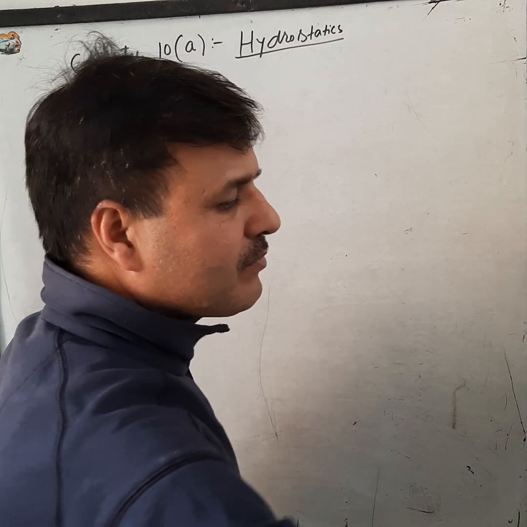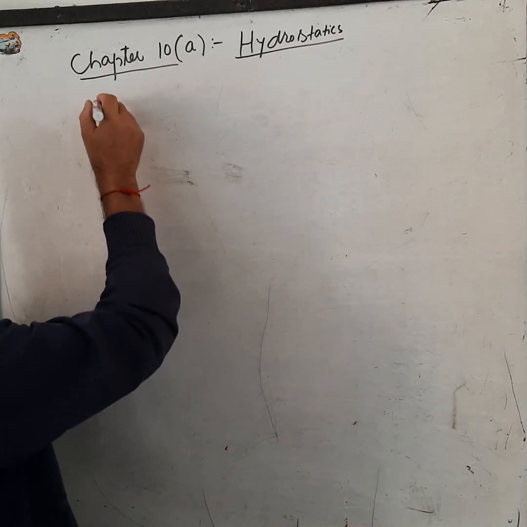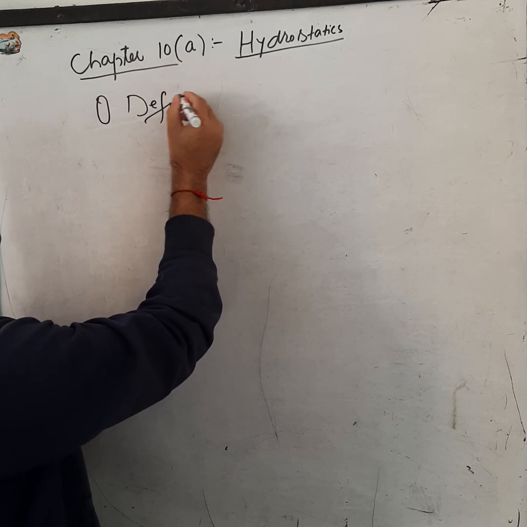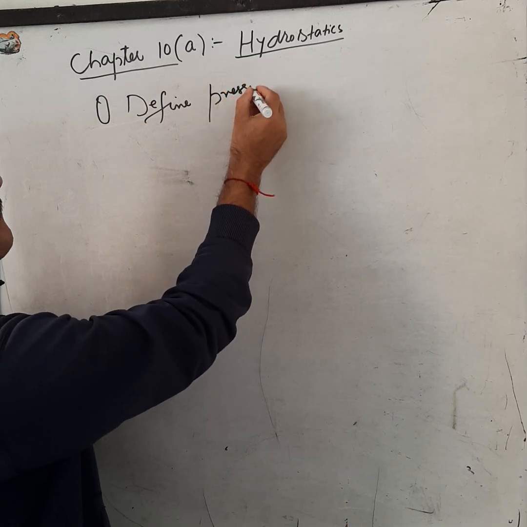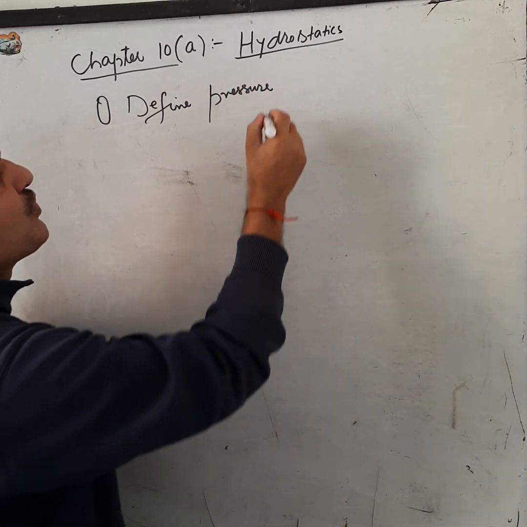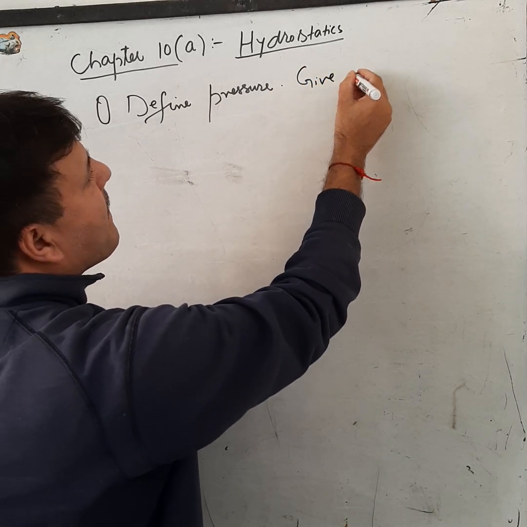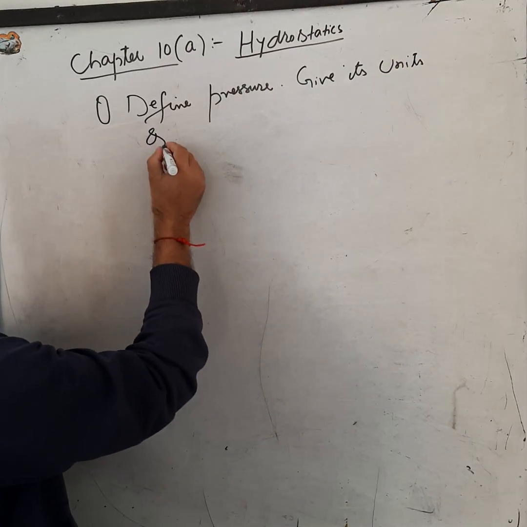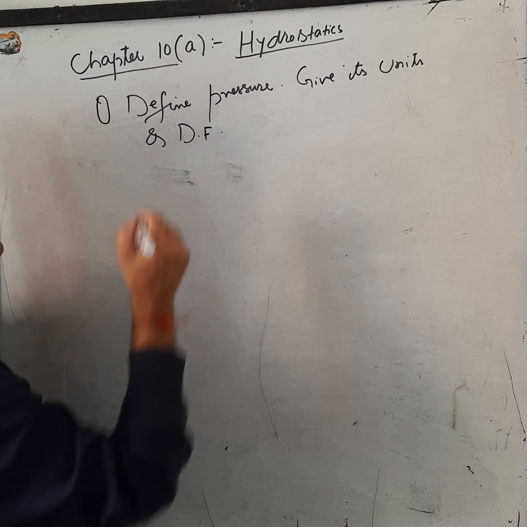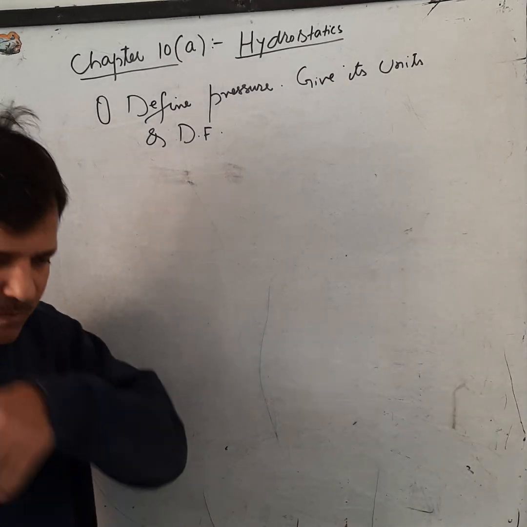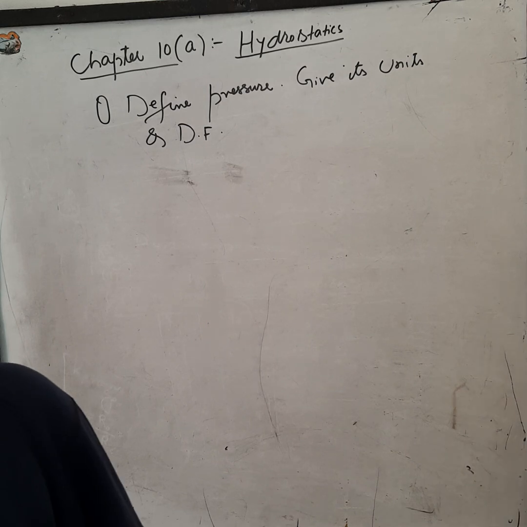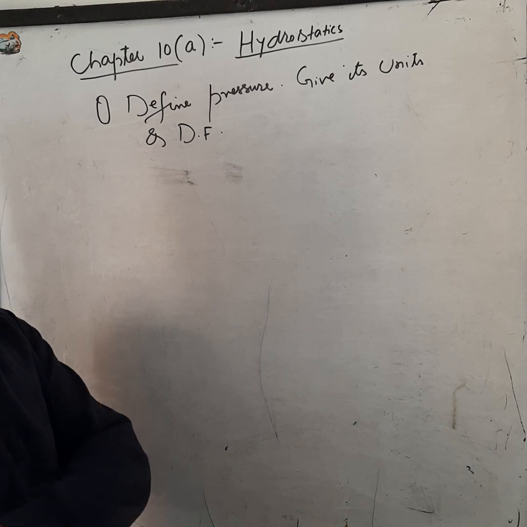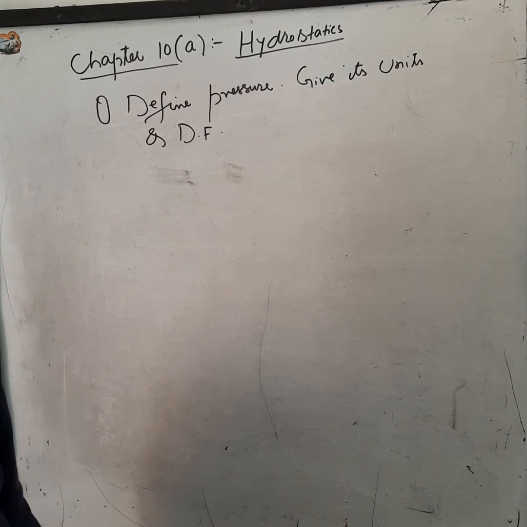The first question is: define pressure, give its units and dimensional formula. Define pressure, give its units and dimensional formula. Remember, look at this question first. Define pressure, give its units and dimensional formula.